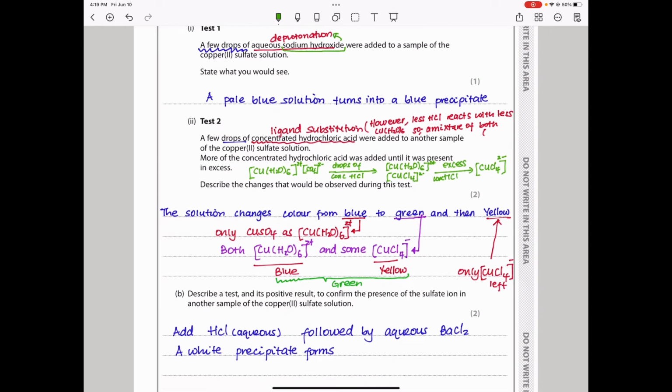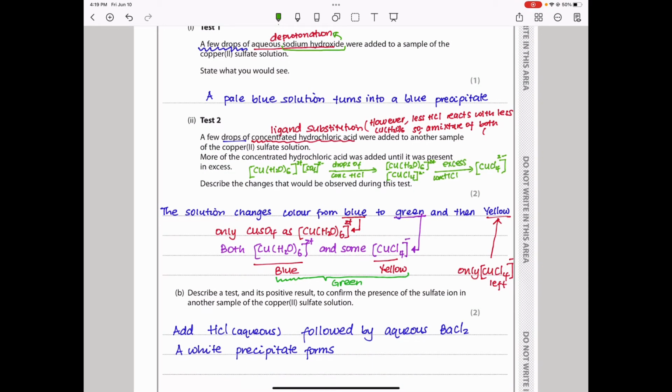For the next part, we see test 2. They say a few drops of concentrated hydrochloric acid were added to another sample of copper(II) sulfate solution. More of the concentrated hydrochloric acid was added until it was present in excess. When we add excess HCl in concentrated form, it means this is ligand substitution, because the chloride ligands are going to be surrounding the copper. But since we used excess, all the water ligands are basically going to be substituted by chloride.